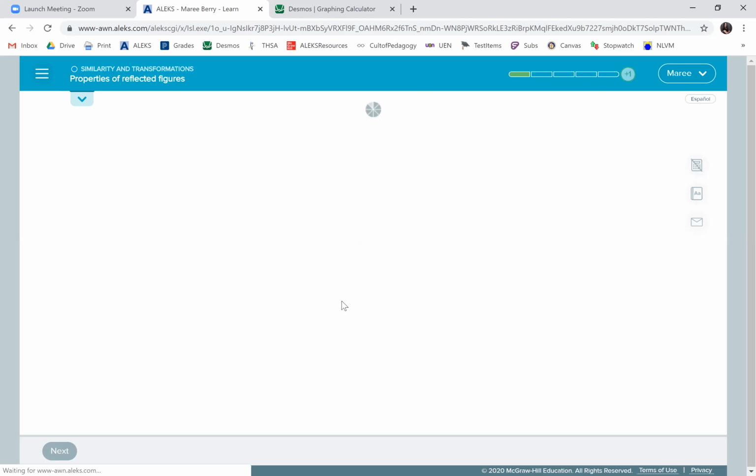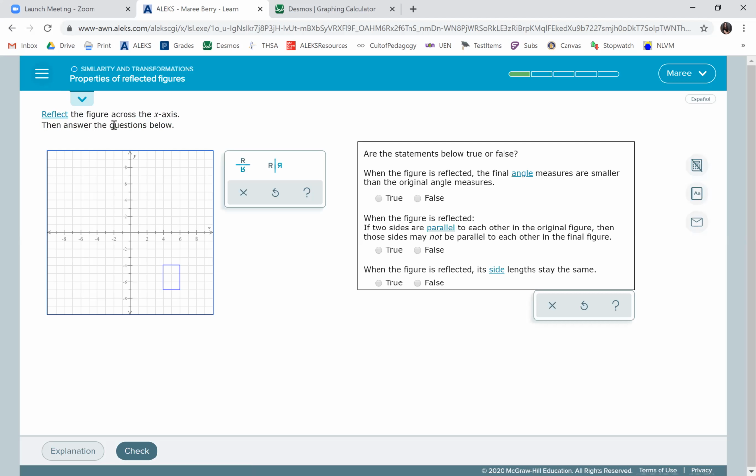Okay, this one we're going to reflect it in the x-axis. So that's the horizontal one, and we're going to pick the x-axis. It did the reflection for us, and we'll answer the questions.